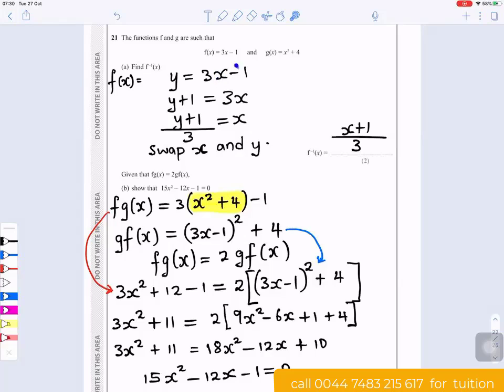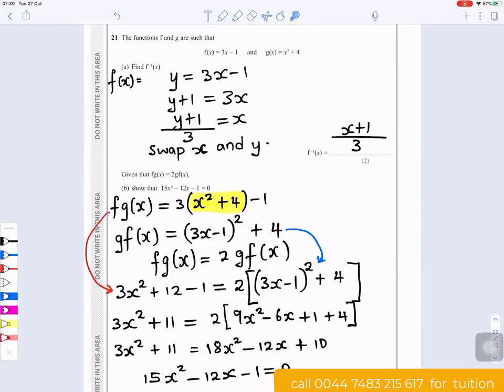To make x the subject, you add 1 to both sides. So y plus 1 is equal to 3x. The inverse of times 3 is divided by 3. So (y plus 1) divided by 3 equals x. And then we swap the x and the y, so the x takes the position of the y and the y takes the position of the x. So you can write it as y equals (x plus 1) divided by 3. And that y is called f inverse of x. So that's your f inverse of x. To find the inverse, write it as y equals 3x minus 1.